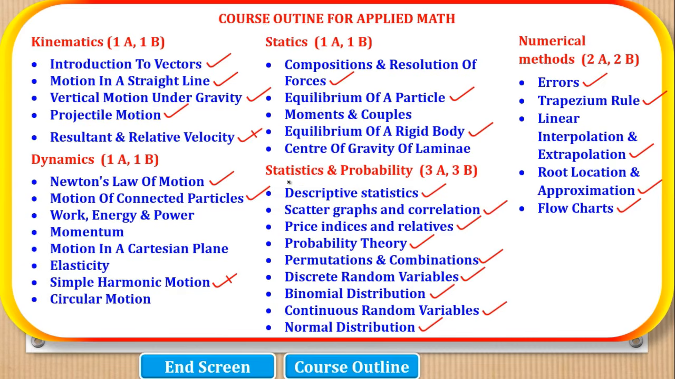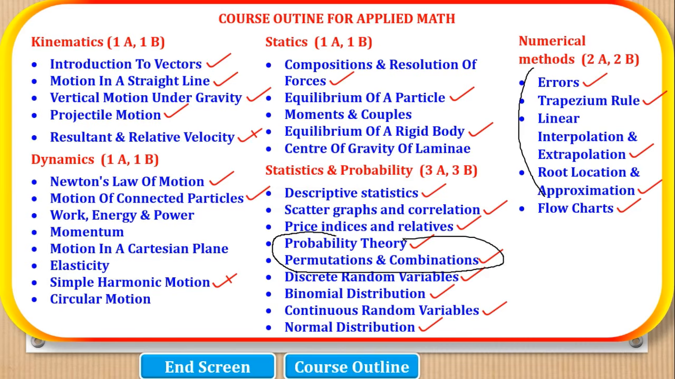Then the second part is statistics and probability, where 3 come in section A and 3 in section B, and these are the topics. And the last part is numerical methods, where 2 come in section A and 2 in section B, and these are the topics. So far numerical methods is entirely complete, and in this video we shall complete the part of statistics and probability with these 2 videos.